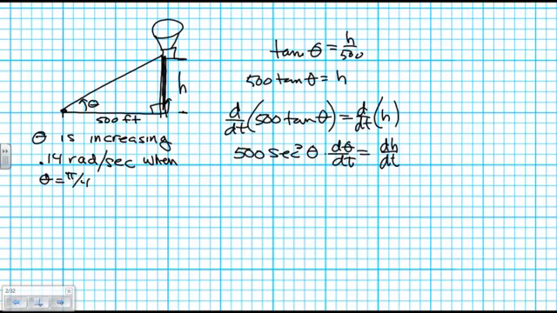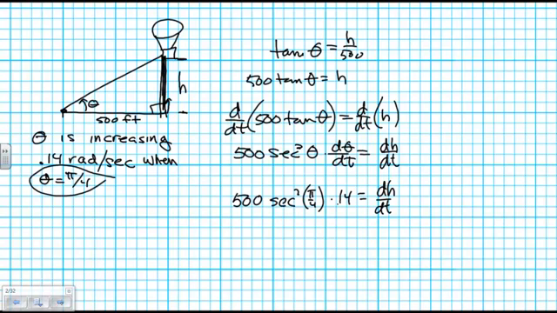Okay, the next step after the derivative step, by the way, is plug and chug. Let's plug in everything we know. Do I know what theta is? Sure. Theta is pi over 4. Do I know what d theta dt is? Yep, that is 0.14 radians per second. And let's clean that up.